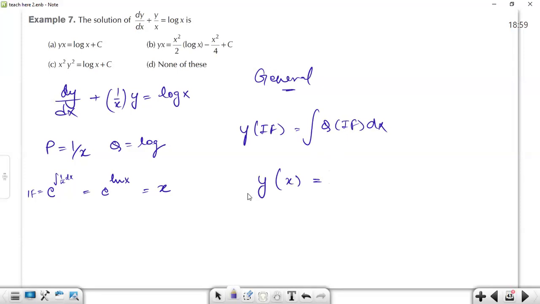Have we made any mistake or no? Y into the integrating factor, 1 by x. Integration of 1 by x is logarithm of x. Am I correct or no? Yes, yes, yes. It is so. Y into x equals the integration of q, which was logarithm of x.